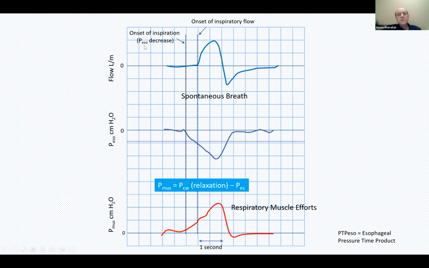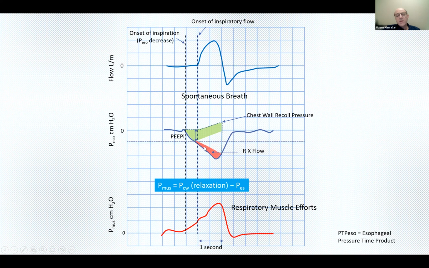So this is the onset of inspiration. However, the onset of inspiratory flow is delayed. The reason is that the patient has intrinsic PEEP, so he needed to overcome that intrinsic PEEP first. And of course, there's a chest wall recoil pressure that needs to be overcome also. So you can see that this is the first part that we need to overcome.